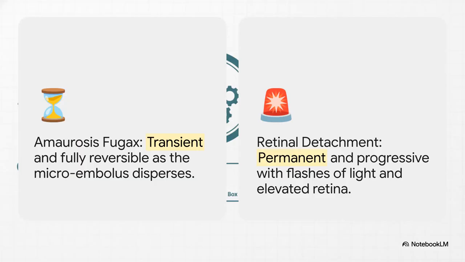Pay strict attention here because both of these pathologies mimic a falling curtain, but the temporal nature strictly separates ischemic transience from a structural detachment. Amaurosis fugax is transient, right? It resolves completely as the embolus breaks up. Retinal detachment, though, is permanent and progressive. It features flashes of light, floaters, and an elevated retina with visible folds or tears on fundoscopy.